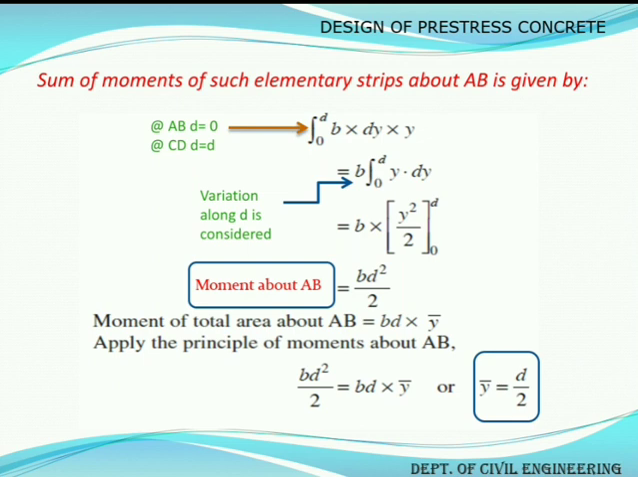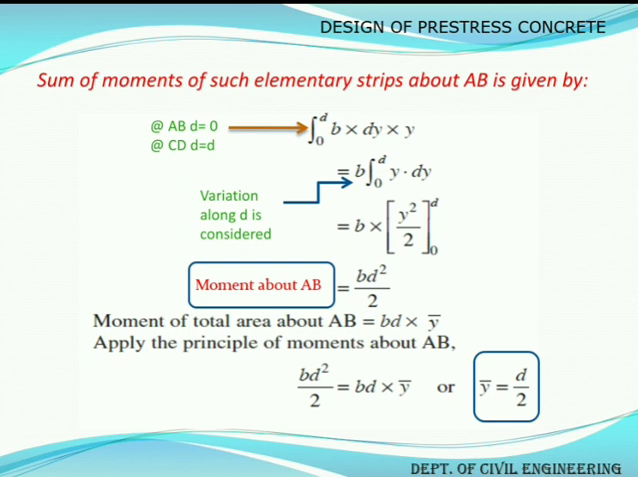This completes our fourth step where we are able to obtain moment of all the elemental areas in the integration limit of 0 to D about the axis which we have selected, which is AB, or say horizontal axis in this case. So now last step is to apply principle of moments. What does principle of moments say? The moment of all the elemental strips of the area with respect to an axis is equal to the moment of entire area considered together with respect to the same axis.